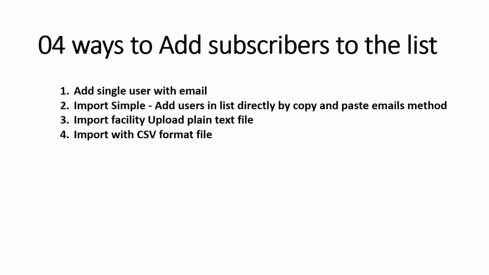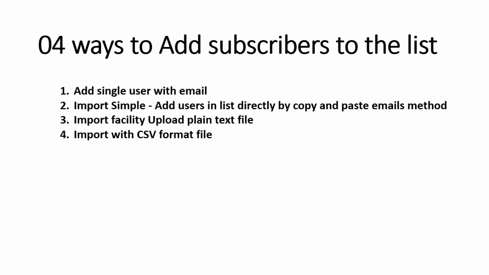There are four ways to add subscribers to the list. The first one is very simple. If you want to add a single user, you can add an email address. Second, import simple. You can add users to the list directly by the copy and paste email method. We just have to copy the emails, paste them into a box, and import the emails.